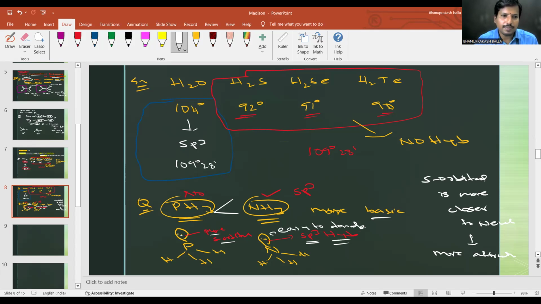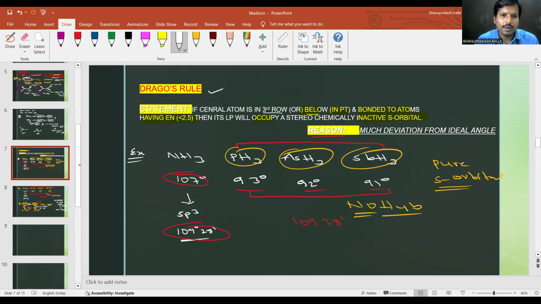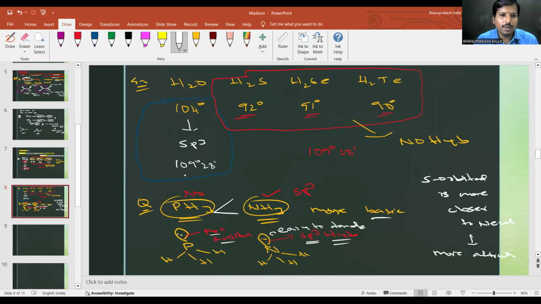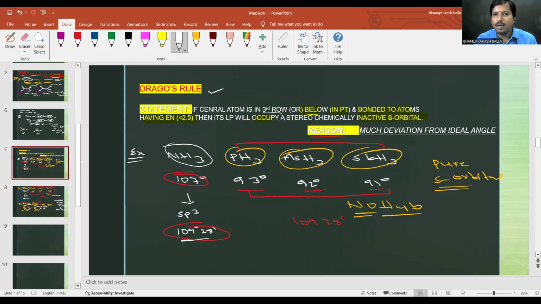By the Drago's rule concept, only the first member of a particular period, like nitrogen in this example and oxygen, participates in hybridization. For the remaining third row elements and below, where the bonded atom has electronegativity less than or equal to 2.5, the lone pair will occupy the stereochemically inactive s orbital. The major reason is the much deviation from the ideal angle. So the remaining molecules do not participate in hybridization. Only pure orbitals are involved in the bonding. That is the concept of Drago's rule.